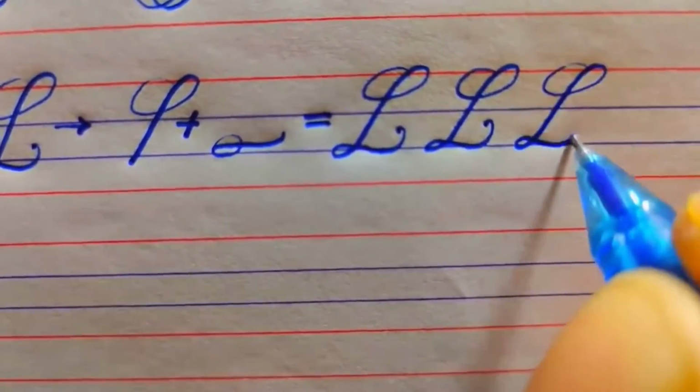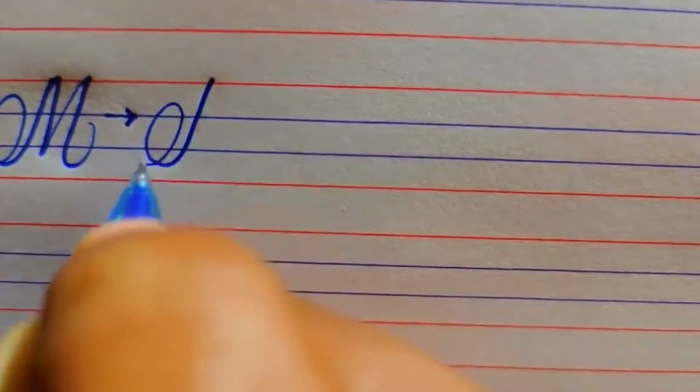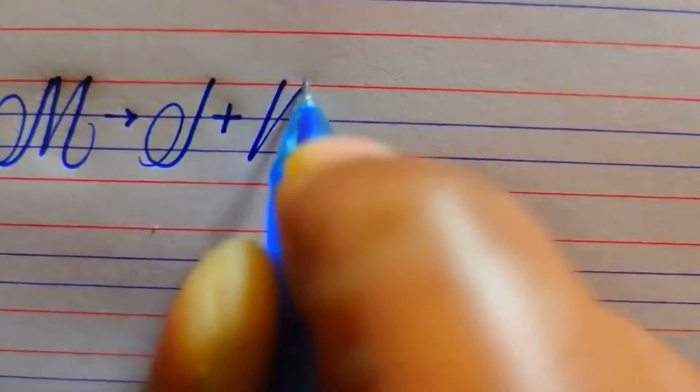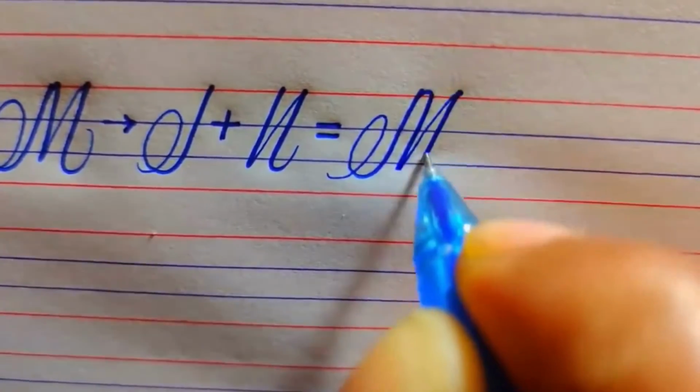L. Now we move towards M. Here the first word of M plus the second is equal to M.